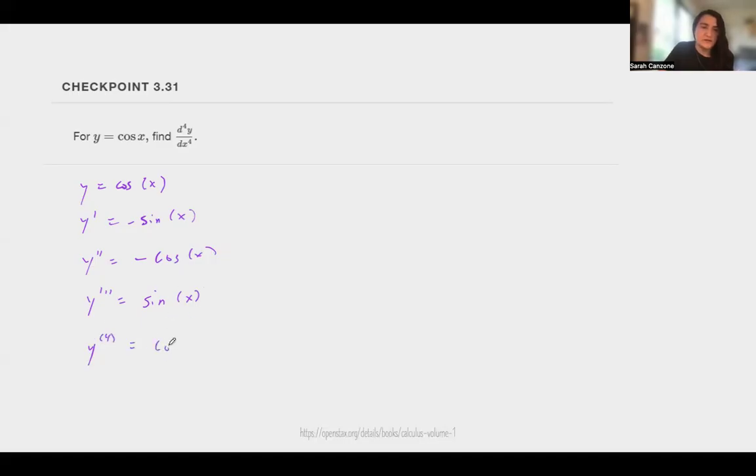Well, the derivative of sine is just cosine of x. And so we see the same exact property here. This is the same value. It repeats every fourth derivative.